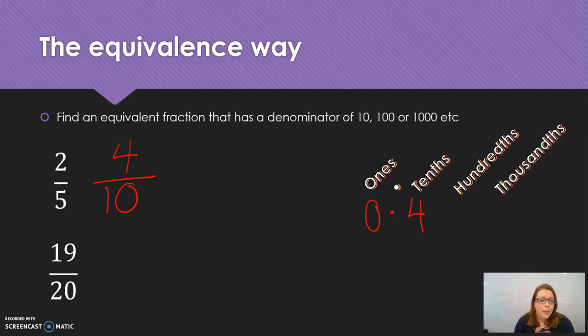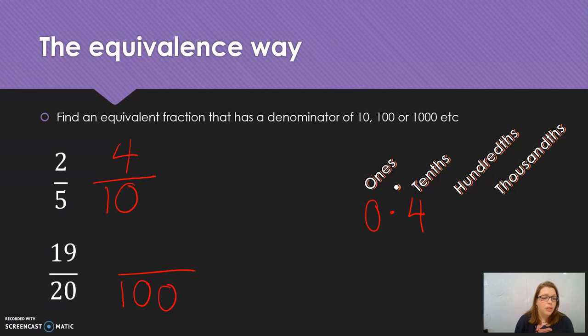19/20. When we're looking at 20ths, I know that I could halve 20 to get 10, or I could multiply it by 5 to get 100. If I were to halve it to get a denominator of 10, I would also have to halve my numerator. But because it's 19, I would be left there with a decimal in a fraction. And putting a decimal into a fraction is a bit of a challenge. So we're going to skip that way and we're going to make it instead a denominator of 100.